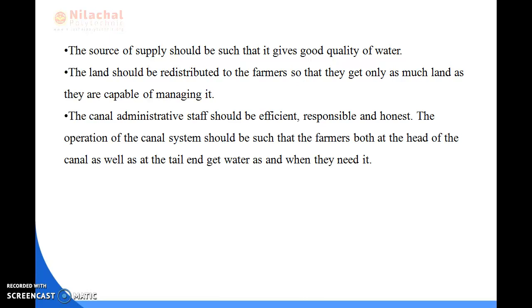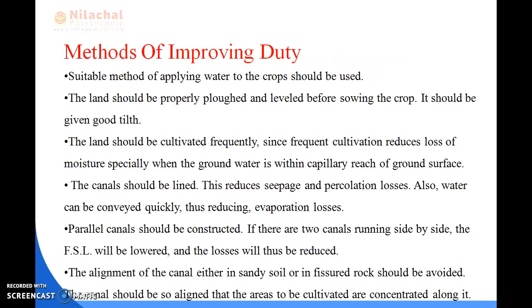We can also say that the administrative staff should be efficient, responsible and honest because the operation of the canal system should be such that the farmers at both the head of the canal as well as the tail of the canal will get the water perfectly when they need it. So these are all the methods of improving duty.